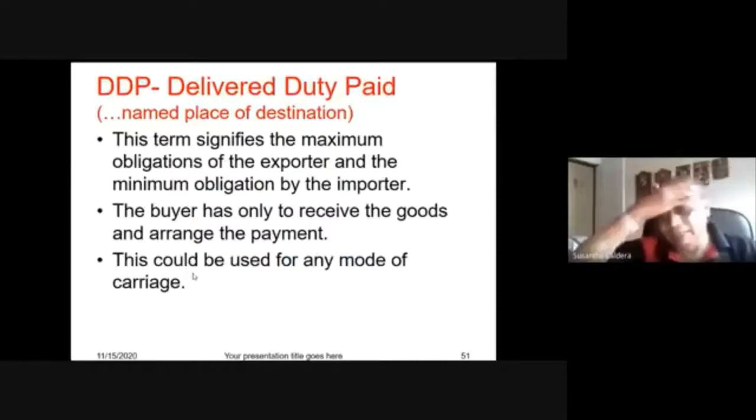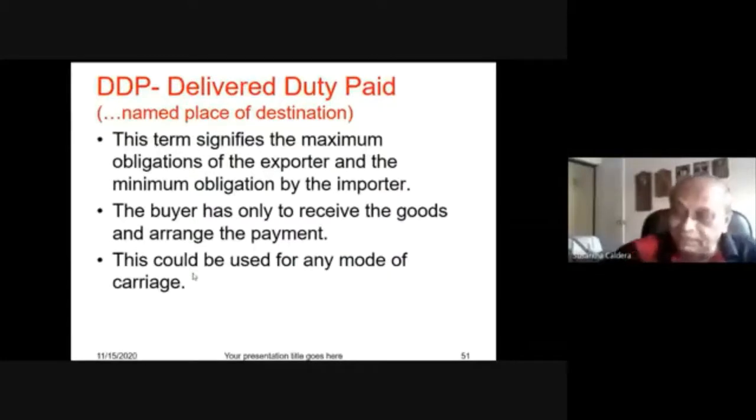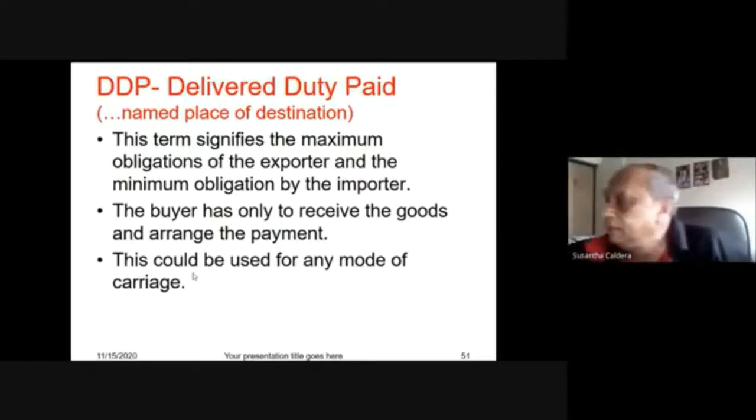DDP, this one I thought when they are revising the 2020 they will drop this, but instead they have dropped DAT.